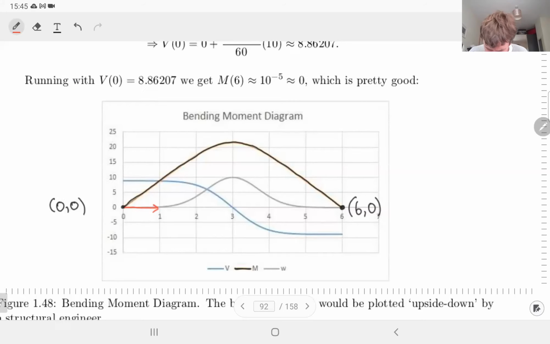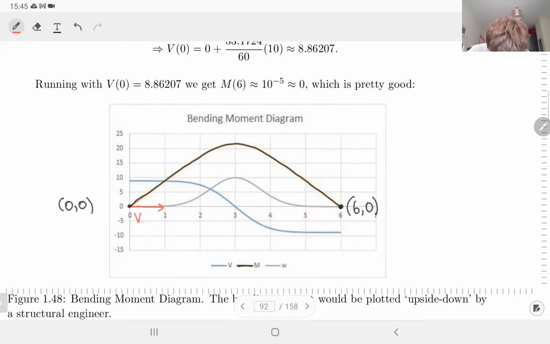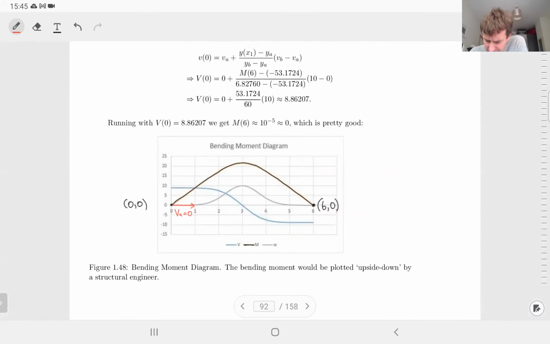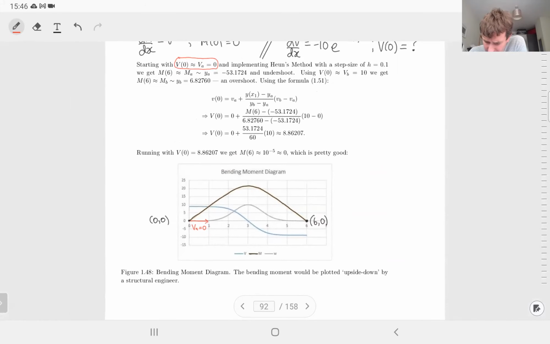Now, I think it was called VA equals 0. So that's the first one, you shoot exactly at it. So you shoot directly at it, and it ended up at minus 53.17. So this one went down here, undershot. So this was X equal to 6, M equal to, I'll just do two significant figures here, minus 53. So that was the first shot, an undershot.